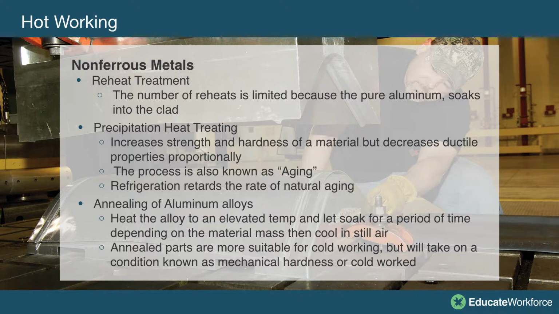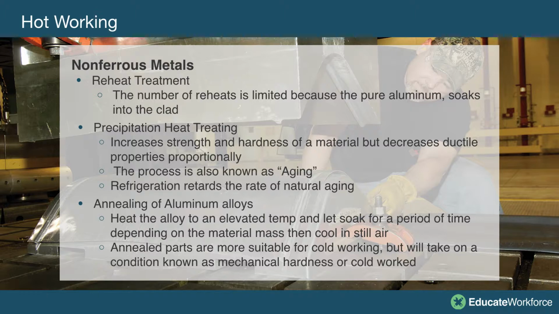We talked about the double D rivets where we heat them up to a specific temperature and then we put them in a freezer unit. This refrigeration process actually retards the rate of natural aging. Heat treating the alloy to elevated temperature and let it soak for a period of time depending on the material and the mass, and then cool in still air.